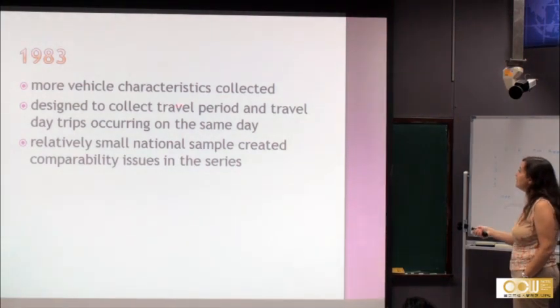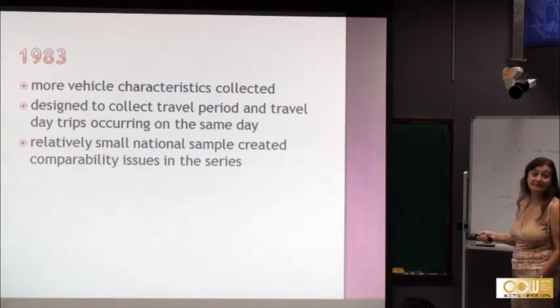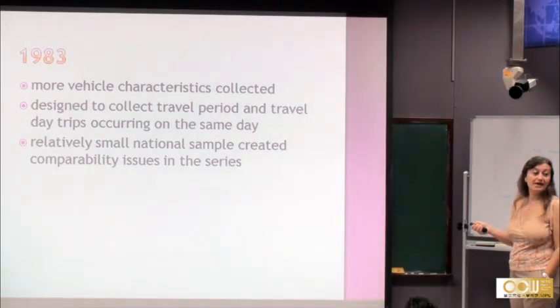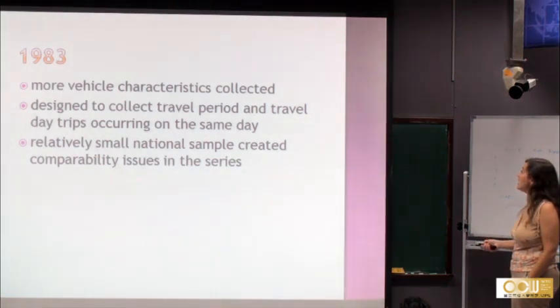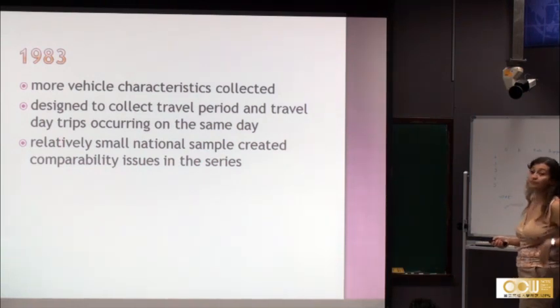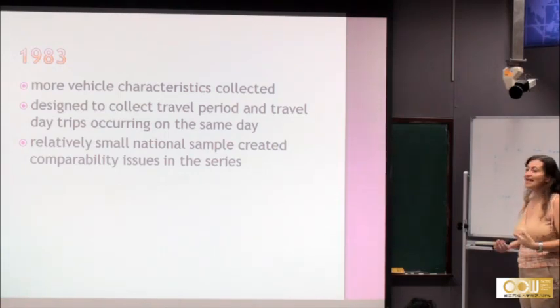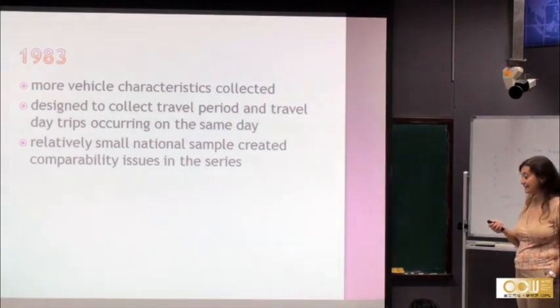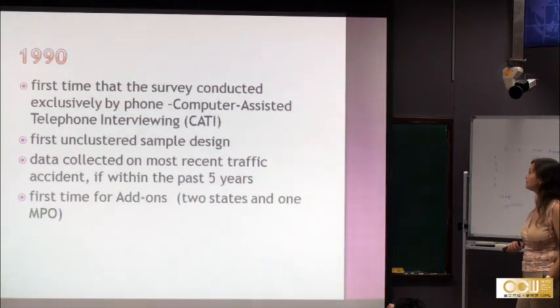Designed to collect travel period and travel day trips occurring on the same date, so they started to collect the travel patterns, not just shopping and commute trips, but everything about travel patterns. The problem was that in 83 they had a very small sample, and this created issues. You remember I said that this should be repeatable and comparable, and this was too small. So they realized that they needed to have more in order to have a good sample.